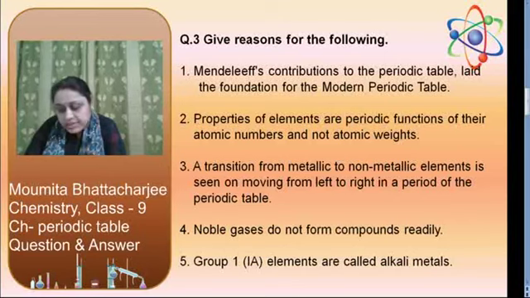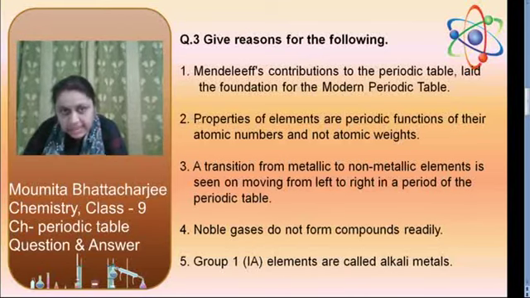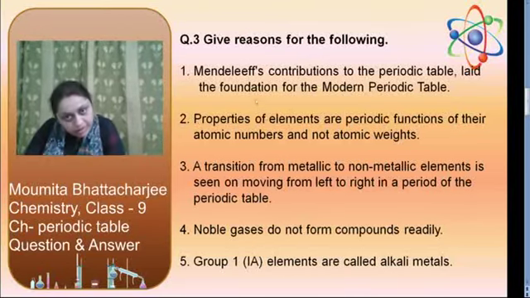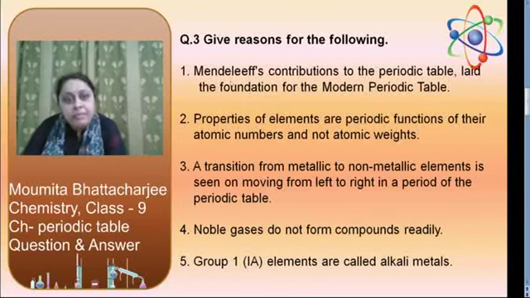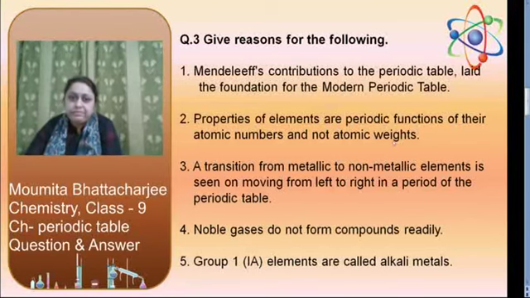Second one, elements which are similar with respect to their chemical properties are grouped together and have atomic weights of nearly the same value. Next one, elements in the same group had the same valency and same chemical properties. Based on the periodic properties, a number of gaps were there for the undiscovered elements. So these were all the things contributed by Mendeleev. So Mendeleev's contribution thus to the periodic table laid the foundation for the modern periodic table.